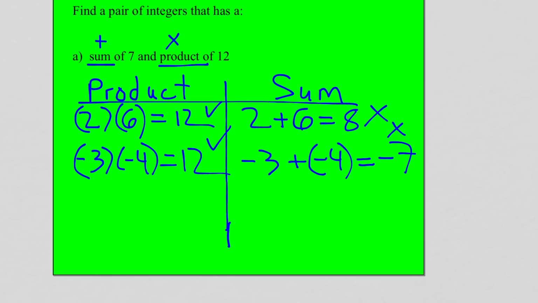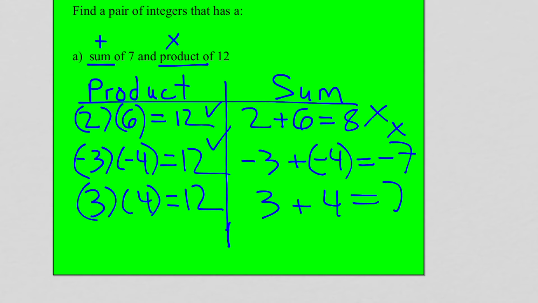So don't erase your answers, because this is good math knowledge. Seeing all this is good. I think what it is, the positive 3 times positive 4 equals positive 12, and positive 3 plus positive 4 adds to positive 7. So both work out to the answers we want. The answer to this problem is 3 and 4.